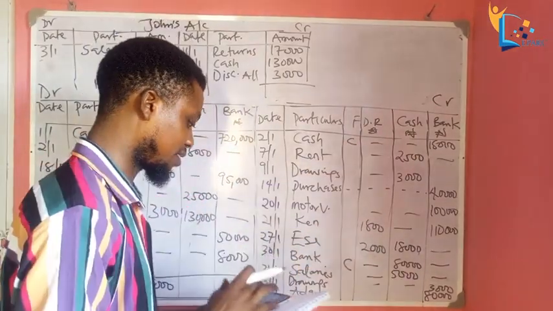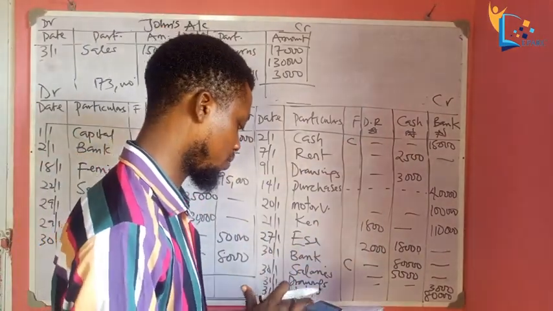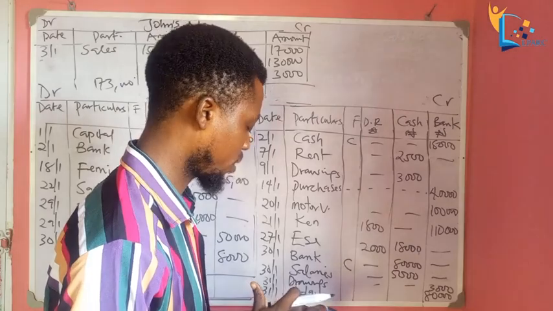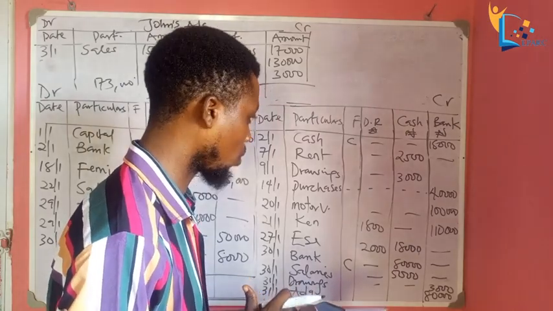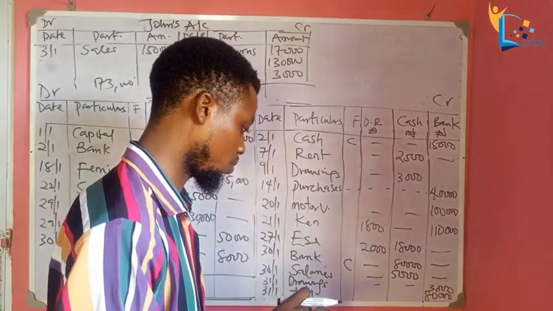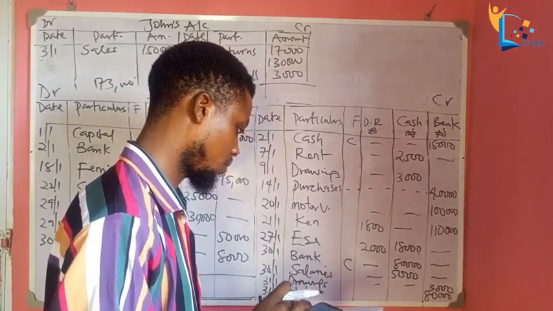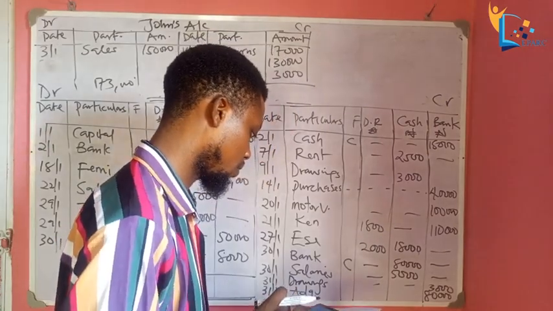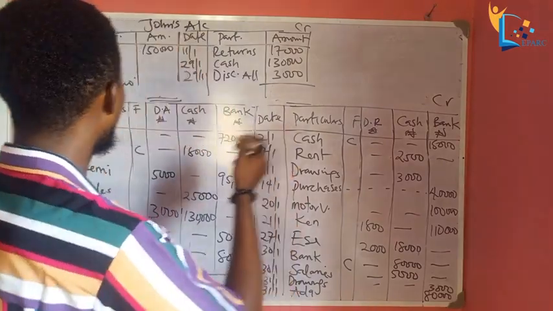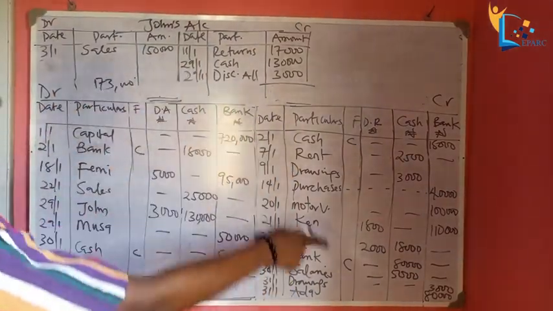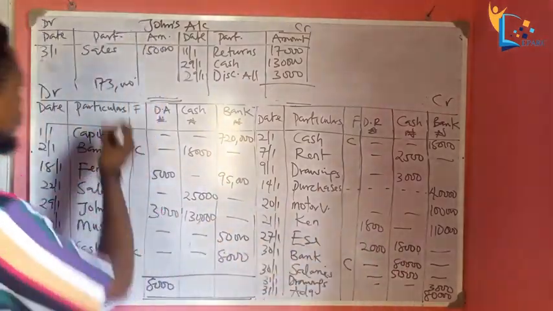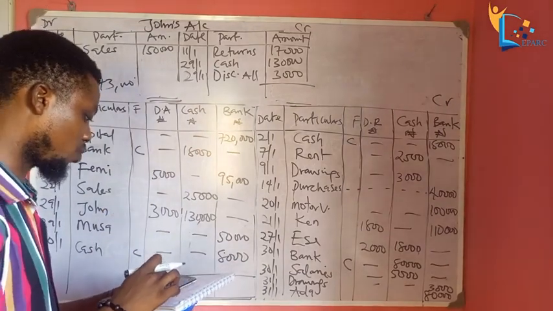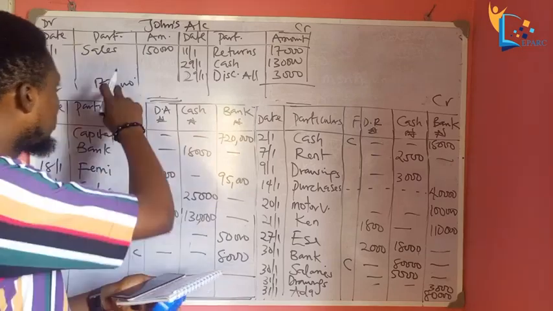Okay, the cash column on the credit side, we have 25 plus 3,000 plus 18,000 plus 80,000 plus 5,000. We have 108,500. So obviously this one is higher than this side. So the side that is lesser, you deduct it from the higher side. So 108,500. Okay, deduct it from this.